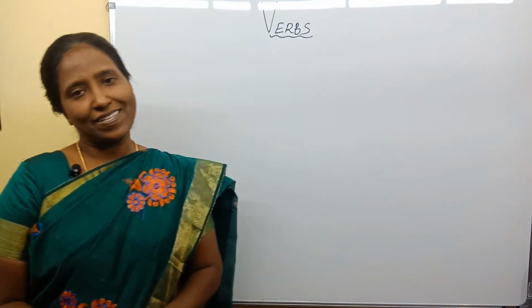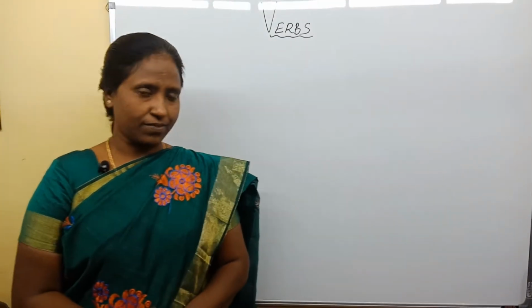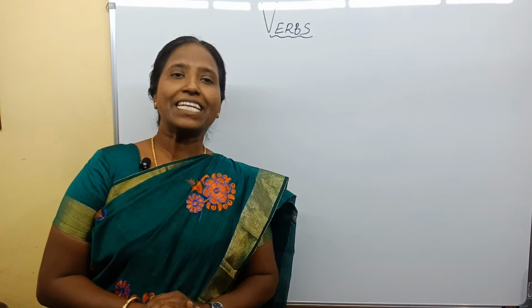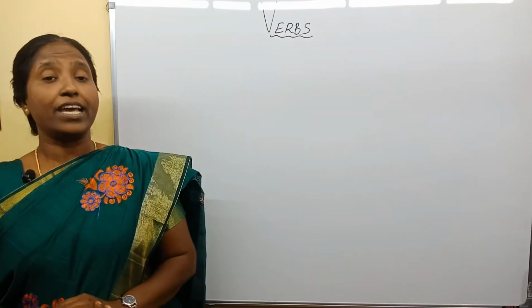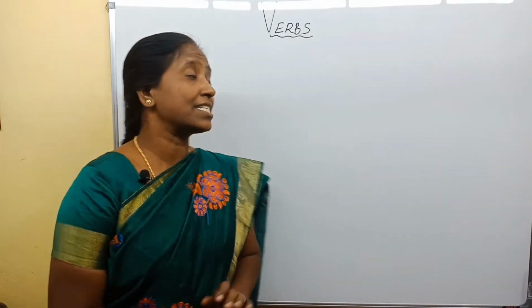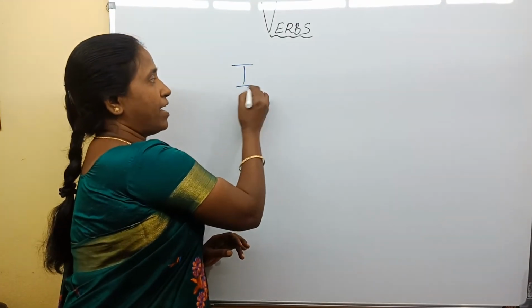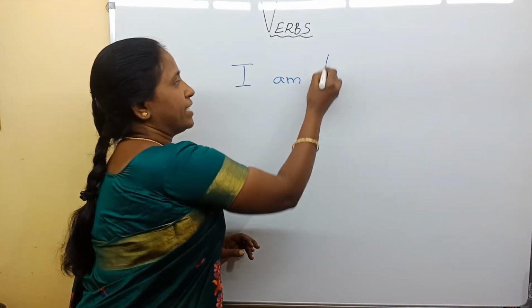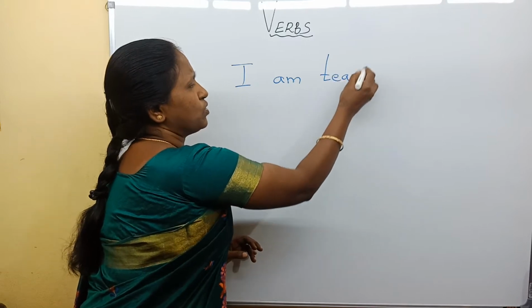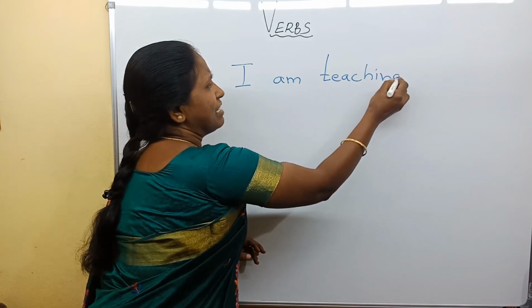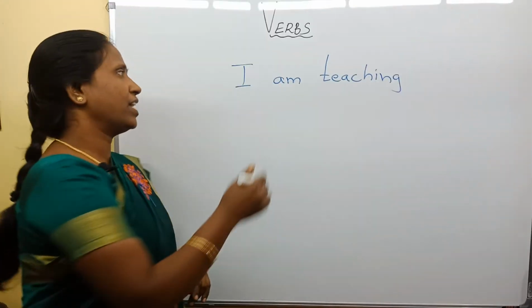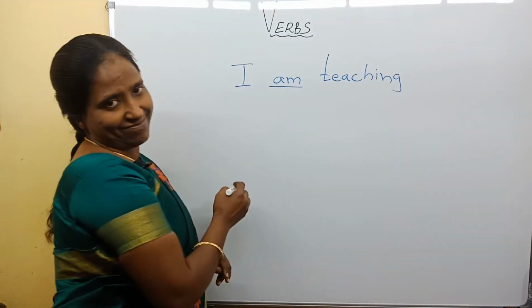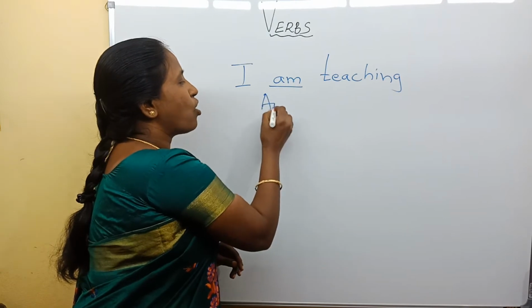Okay, so now if I say, I am teaching. Here what is the action being done? Teaching is the action. Now, am. What is this am doing? I am teaching. So teaching is the main verb here. It tells the action which I am doing. What is this am then? This am is the auxiliary verb.